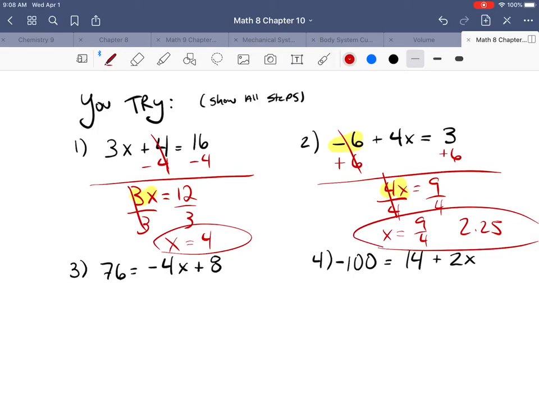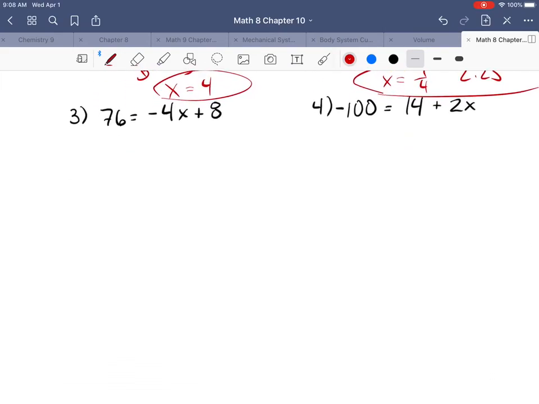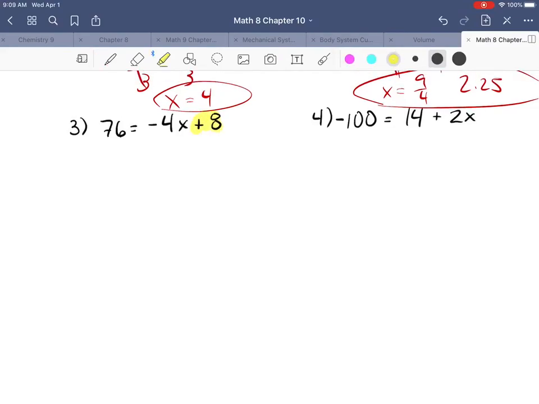That works too. Awesome. Moving on to number 3, we need to find the add or subtraction piece, which is plus 8. So what I need to do there is subtract 8 from this side, and subtract 8. 76 minus 8 is 68.